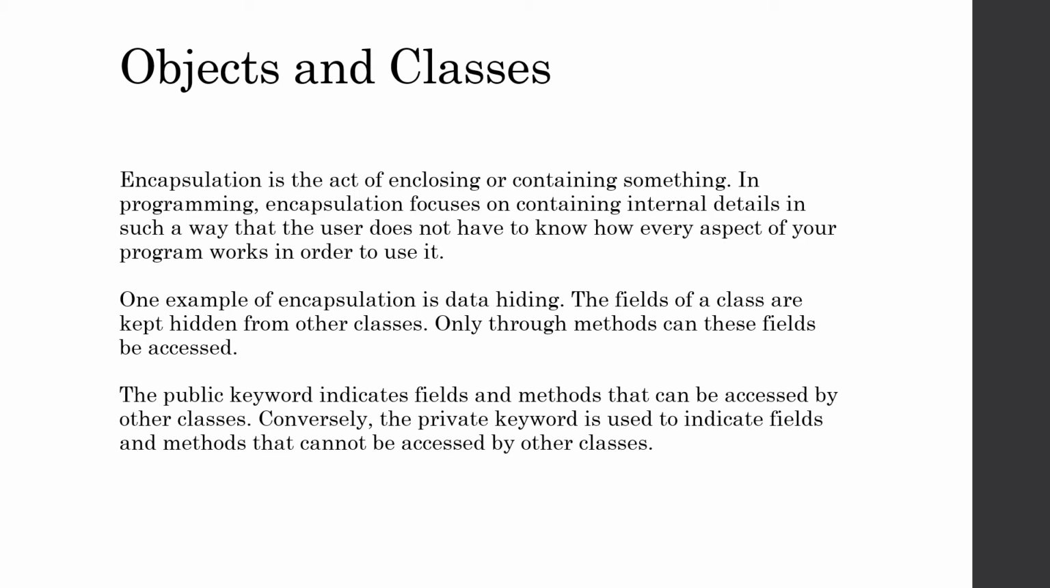The public keyword is going to indicate fields and methods that can be accessed by other classes. Conversely, the private keyword is used to indicate fields and methods that cannot be accessed by other classes. So the ideal approach is that you always make sure that your fields are private, kept hidden from other classes. And then the methods that will access or use those fields in some way are going to be public, so those can be used by other classes.